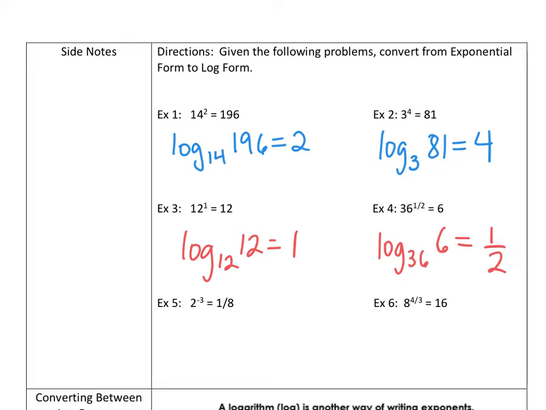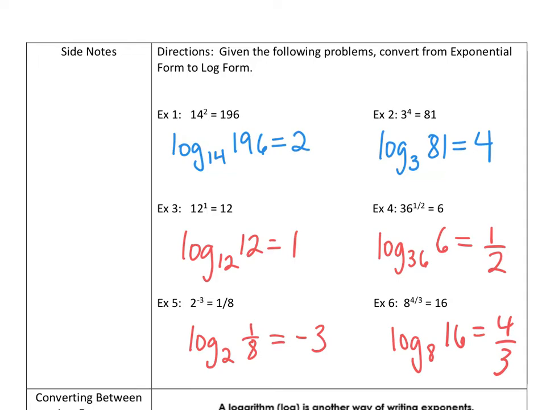Next. Log base 2 of 1/8 equals negative 3. Good. And last but not least, log base 8 of 16 equals 4/3. Perfect. Easy peasy lemon squeezy, right? Yes. Not bad, okay?